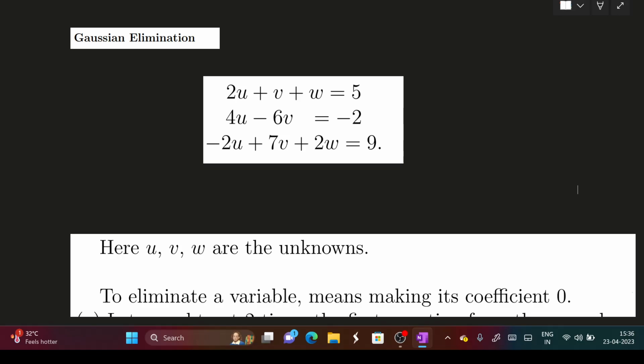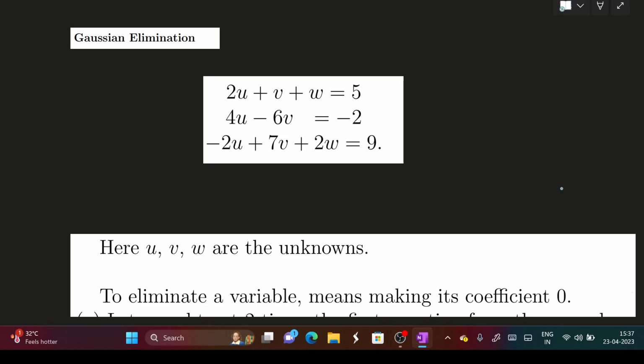So here is an example from the book. Consider the system of equations: 2u plus v plus w is equal to 5. 4u minus 6v is equal to minus 2. Minus 2u plus 7v plus 2w is equal to 9.